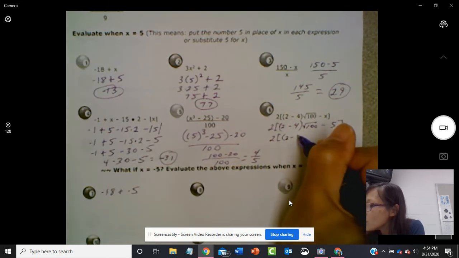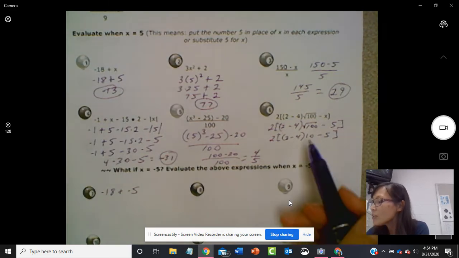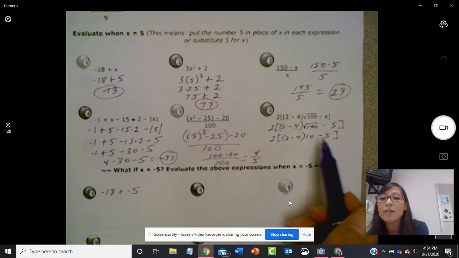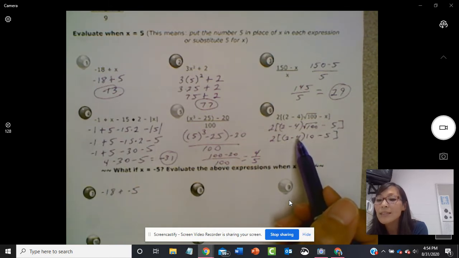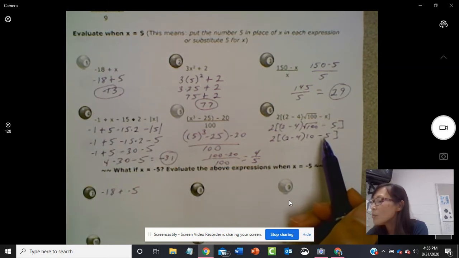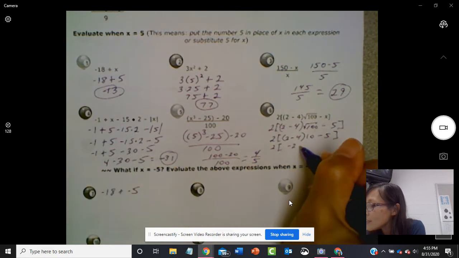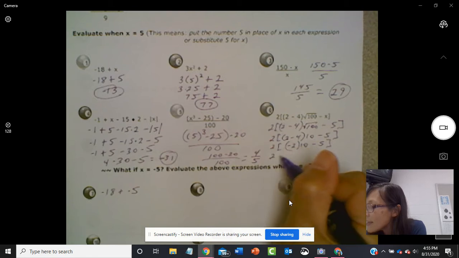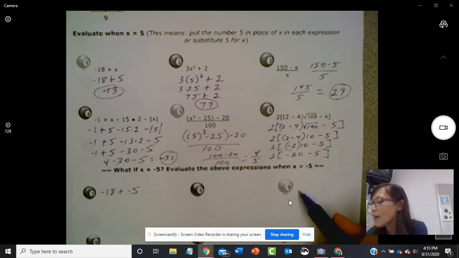So I'm going to have 2 minus 4 times 10 minus 5. Now pay very close attention to this. A lot of people would be tempted to do 10 minus 5 here, but it is the 2 minus 4 that is in parentheses. We need to simplify that first and then do the multiplication before we can subtract 5. So 2 minus 4 is negative 2. Negative 2 times 10 is negative 20. And now we can subtract 5.